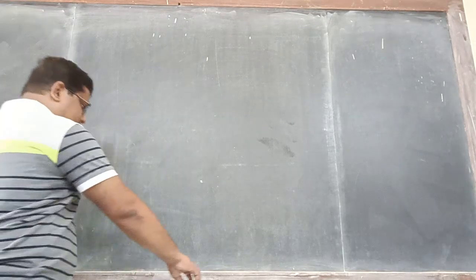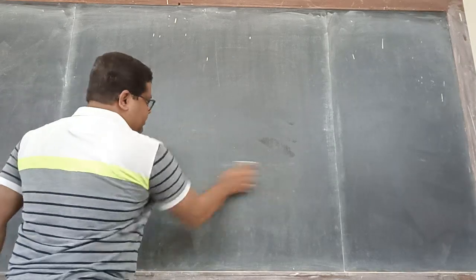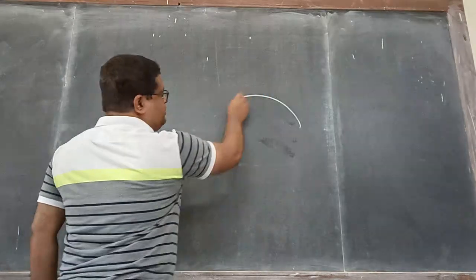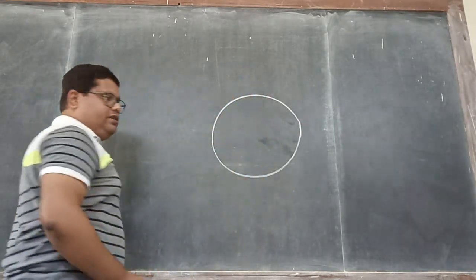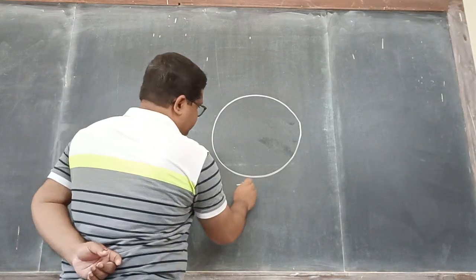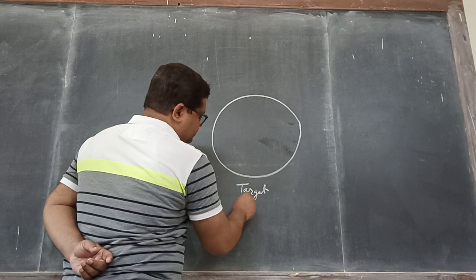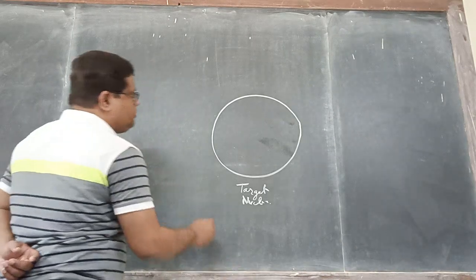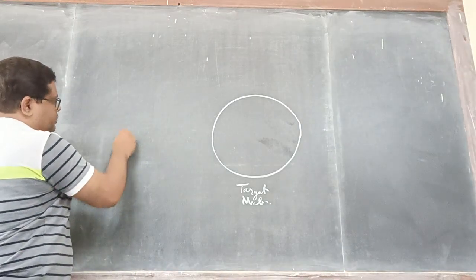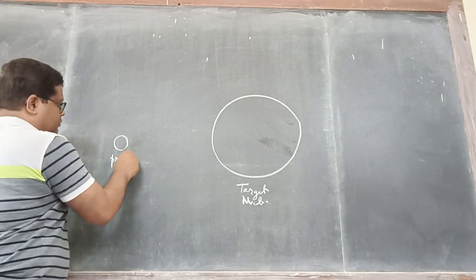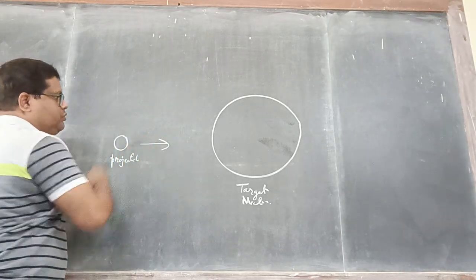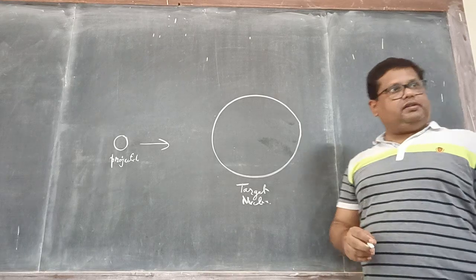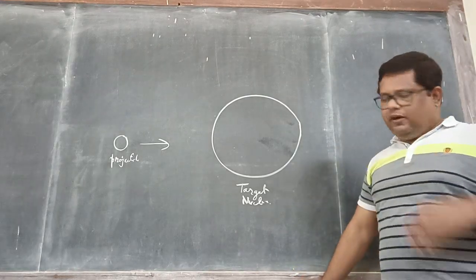Okay, let's have a very basic discussion. Suppose this is a target nucleus. So when I am saying this is a target nucleus, obviously there must be a projectile somewhere. So this is the projectile. What is going to happen, as you have thought, is that this projectile is going to come and impinge on the target.